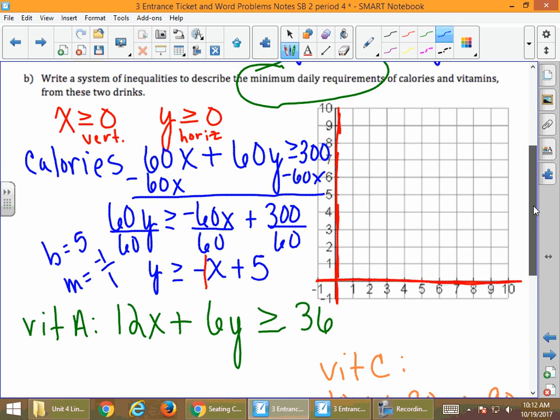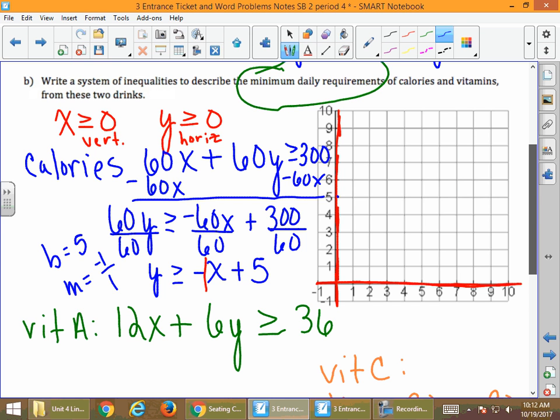So when we go over here to graph that, here's 5. Down 1 to the right 1. Down 1 to the right 1. Down 1 to the right 1. And if you didn't get a ruler today, then borrow one from somebody around you.